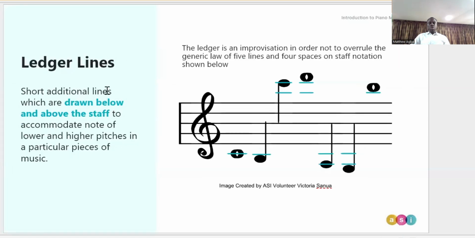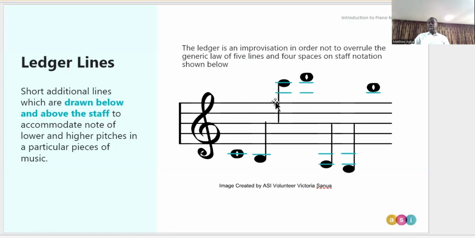For our last discourse, we will look at the ledger lines. The ledger lines are short horizontal lines which are drawn below and above the staff to accommodate notes of lower and higher pitch in a particular piece of music. You could see the middle C somewhere here is actually on a ledger line. That short line is what we call the ledger line. It can be above, it can be below the treble or the bass staff.